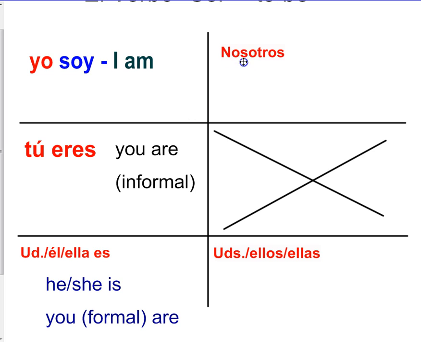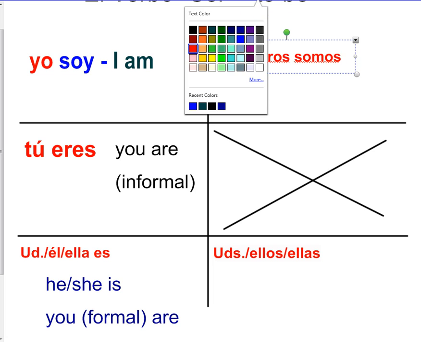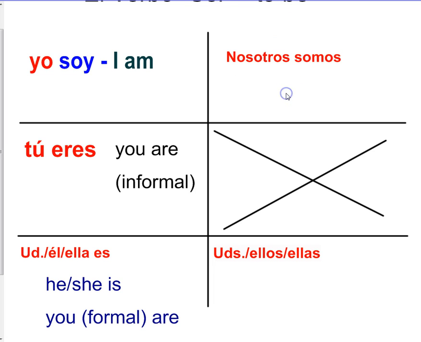Cool. Just two more to go. We have nosotros. It means we. To be able to say we are, we say nosotros somos. Nosotros somos means we are. Let's write that down here.